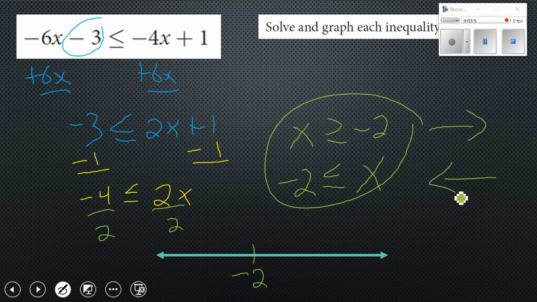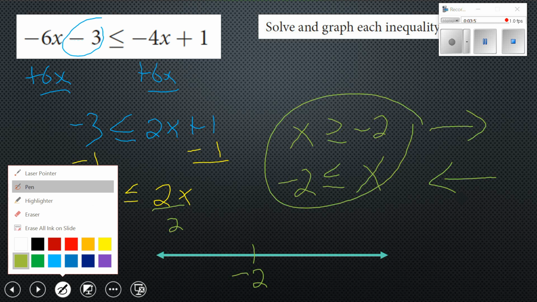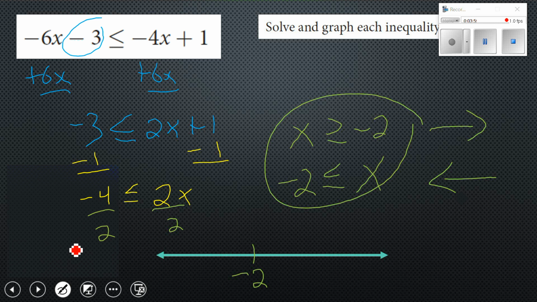All right, now we're saying x is greater than or equal to. So, of course, we're going to need a solid dot in this case. So we'll make our solid dot at negative 2 because it includes negative 2. And greater than or equal to would be to the right. Things like 0 and 2 and so forth. So that's our solution set down here at the bottom.